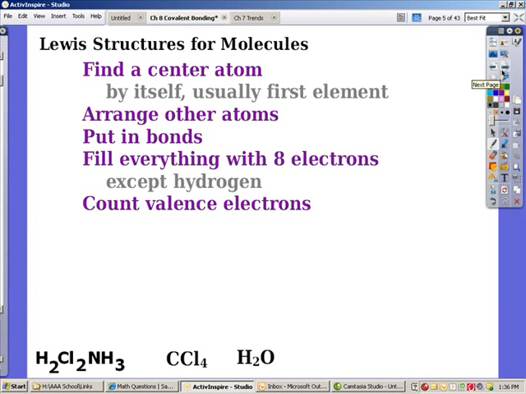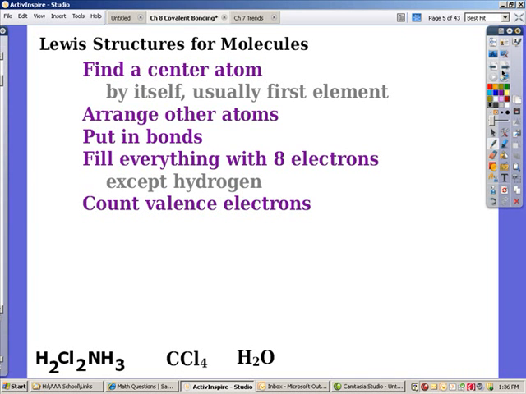So, how to draw a Lewis structure so that we can model this type of bonding. Here are some steps that I have up on the board. First, we want to find a center atom. Usually the center atom is all by itself, and usually it's the very first element. It's not always true. I'll show you some examples.